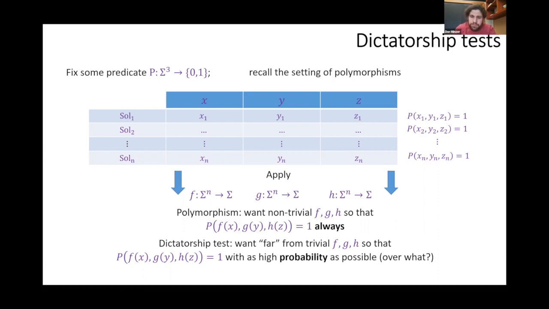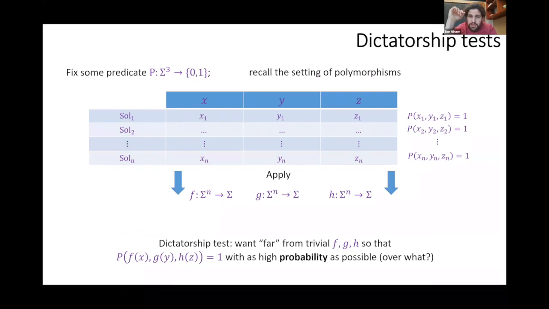So what is the probability over here? Okay, I didn't specify that. But in any case, you can think of this matrix as drawn randomly, meaning each one of the rows is sampled from some distribution over satisfying assignments of P. So this defines the distribution over the matrix. And then the probability that I want to maximize is: I sample x, y, z as above, and I want f(x), g(y), h(z) to be a satisfying assignment for P with as high probability as possible.